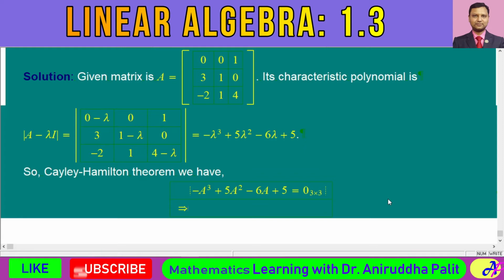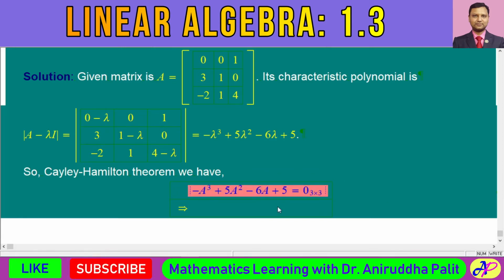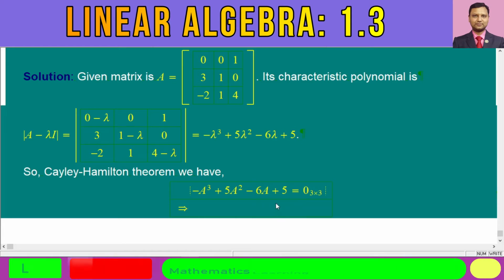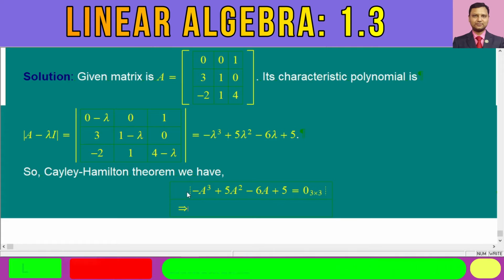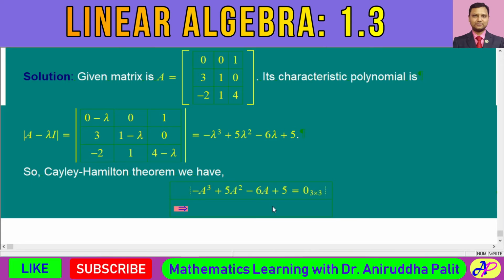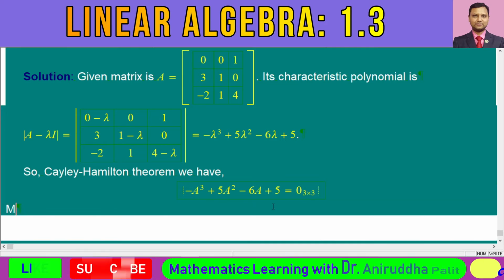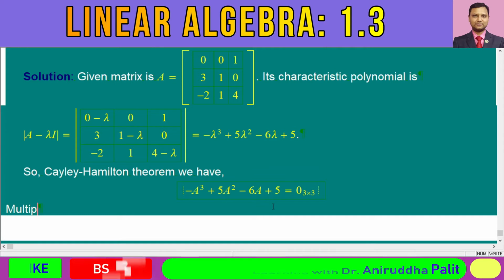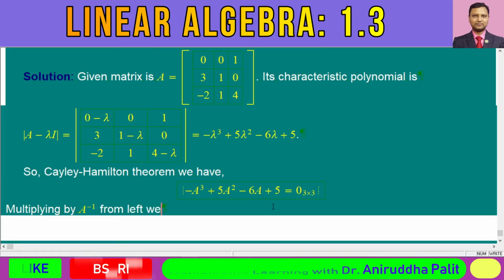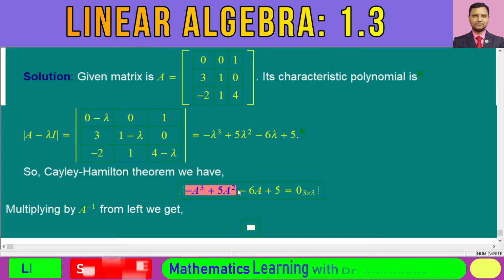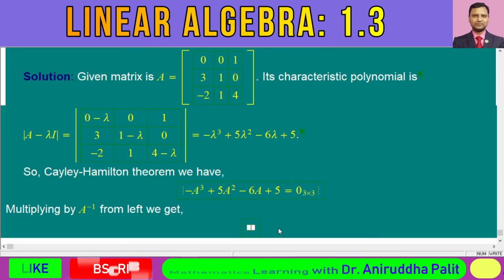So now you see, if we multiply this relation from the left side by A inverse, what do we have? Over here I am multiplying this relation by A inverse from the left. Let's multiply this relation by A inverse from the left side.